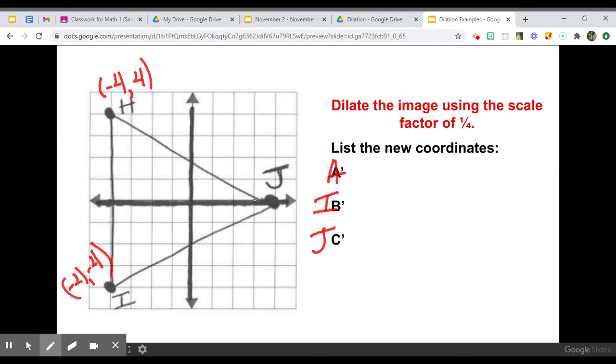And then J is at 4, and then 0. So with my scale factor being 1/4, I'm going to multiply each point times 1/4. So what that looks like is -4 times 1/4. And then 4 times 1/4.